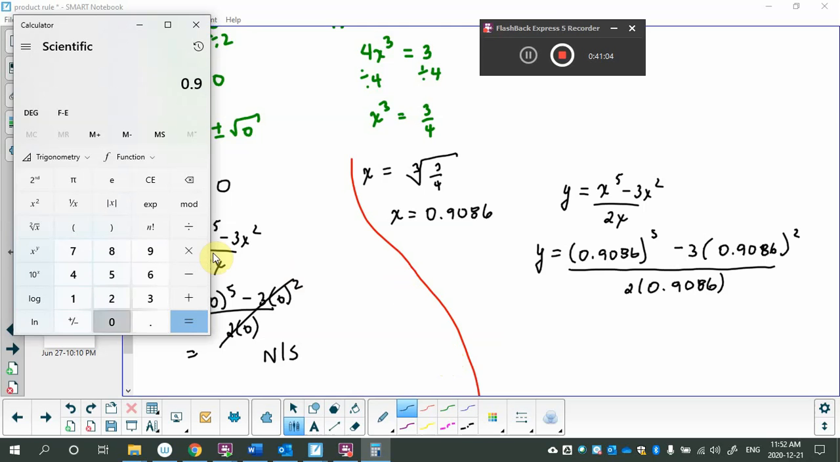So 0.9086, that's my inaccuracy. Cubed. Oh, shoot, I think I screwed that up. 0.9086 cubed minus 3 times 0.9086 equals, so my numerator is, oh, I'm going to write that down, negative 1.9757.